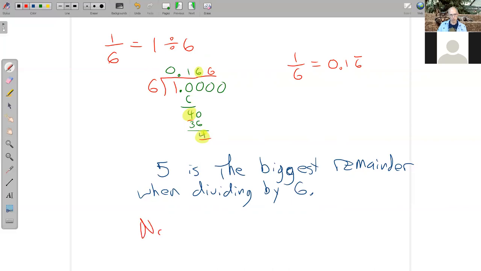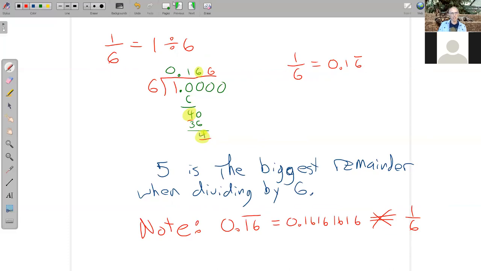Because note, 0.16 with the bar over the whole thing is 0.16161616, and that is not what 1/6 does. So the placement of the bar is super important. It's got to go over the right set of digits. And there can be these stalls before it goes on.